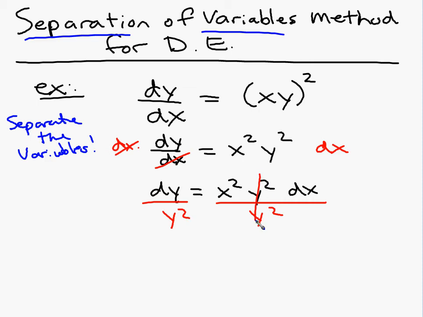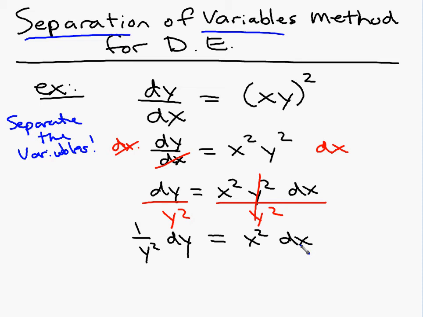On the right side, they cancel. And on the left side, I now have, this is important to understand, 1 over y squared dy. It's the same thing as 1 over y squared dy. On the right side, I just have x squared dx. Okay, so look what we've done. We have now separated the variables, and we are now ready to start solving this differential equation, just like we've done the last couple days.